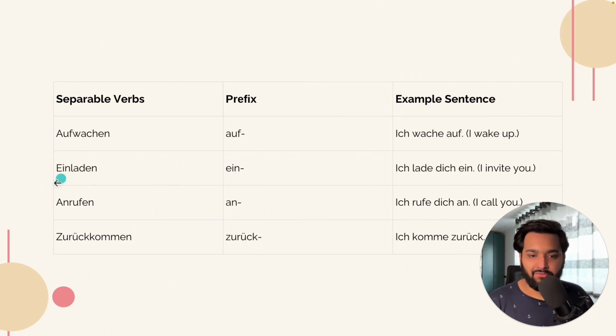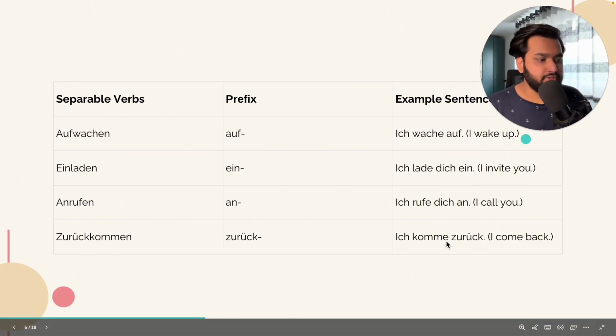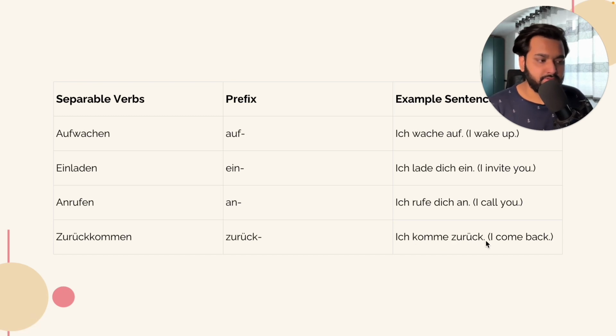Then next we have anrufen. In this case the prefix is an, and you split the verb between an and rufen. Here we have the example sentence: ich rufe dich an. Anrufen basically means to call someone, so ich rufe dich an means I call you. Then lastly we have zurückkommen, which means to come back. The prefix is zurück, so you split between zurück and kommen. In the example: ich komme zurück. I come back.